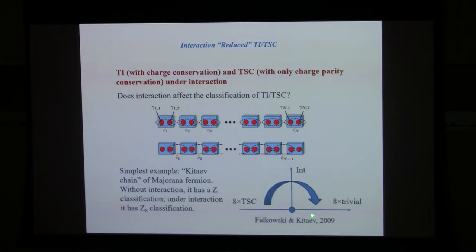It also means that without interaction, if I tune some parameter and drive the system from the topological superconductor to the trivial superconductor, then for eight copies of the Kitaev chain there must be a phase transition. But under interaction, I can adiabatically connect this end to this end without closing the bulk gap at all, without a phase transition. So under interaction, we can adiabatically connect this part of the phase diagram to this part without closing the bulk gap. This is the first example of an interaction-reduced classification of a topological insulator.